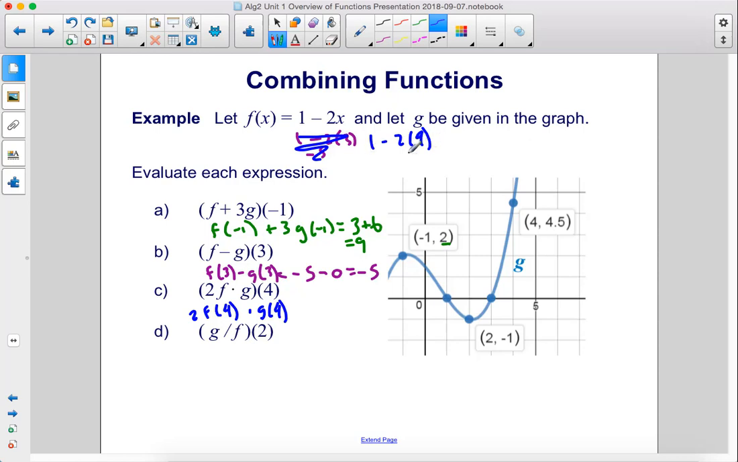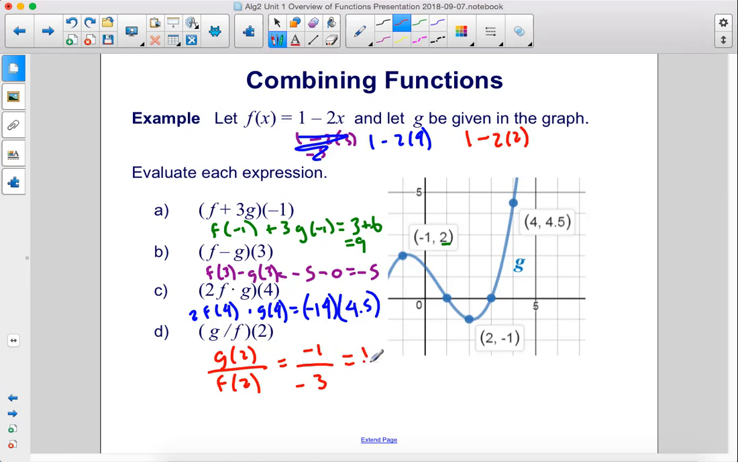1 minus 8 is negative 7 times 2 is negative 14 times g of 4. So g of 4 is 4.5. All right, so that's the answer for C. And then moving on, g over f of 2. So g of 2 divided by f of 2. G of 2 is negative 1 divided by f of 2. So we have 1 minus 2 times 2. 1 minus 4 is negative 3. The answer is 1/3.